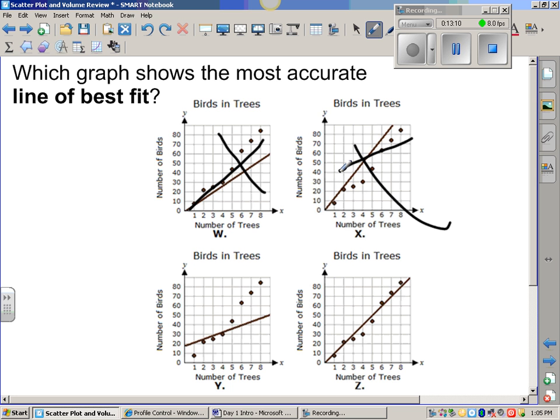That one doesn't work. This line of best fit goes through the center, and you've got 4 on top and 4 underneath, but it doesn't follow the trend. All this does is cut the data points in half.